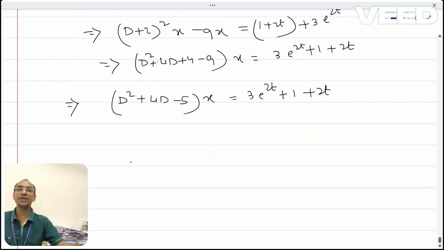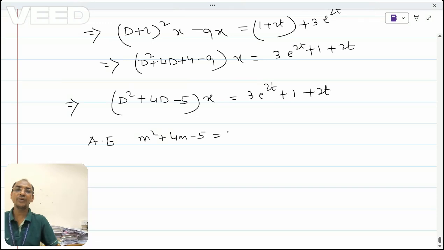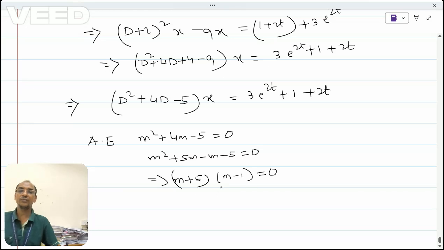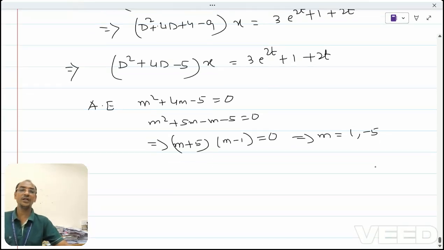So here we have to find PI as well as CF. In order to find CF, I will write the auxiliary equation m square plus 4m minus 5 equal to 0. So we can write here m square plus 5m minus m minus 5 equal to 0. So (m plus 5) into (m minus 1) equal to 0, and that implies m equal to 1 and minus 5, which is real and distinct.